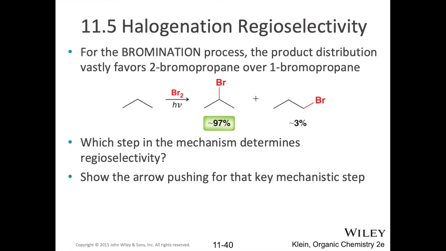Now, look at the bromination process, right? Notice that our distribution, while we still see the same net effect, like this is the major product, of course it is, but look at the distribution here. We have almost all of our product being that central, having the bromine on that central carbon. Very, very little comparatively is our minor product where it's on that terminal carbon. Okay? So that's a huge difference when it comes to regioselectivity.